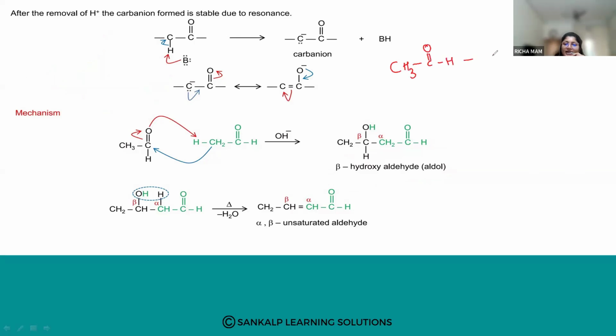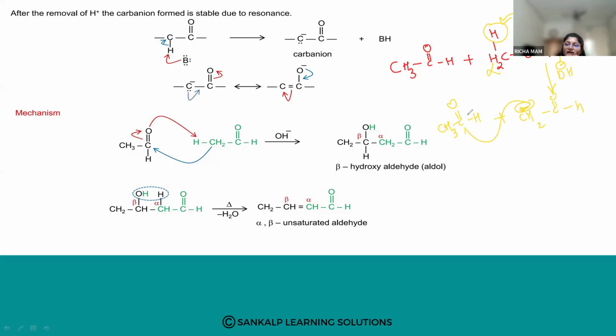Suppose I have acetaldehyde. The simplest, I will take acetaldehyde plus acetaldehyde: CH3CHO. You can see the carbonyl carbon, this is the alpha carbon, and at least one hydrogen is present. In the presence of base, the base will abstract the proton, so there will be formation of a carbanion, minus CH2CHO.